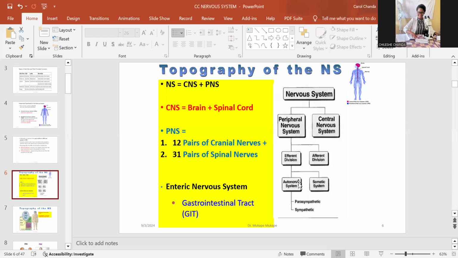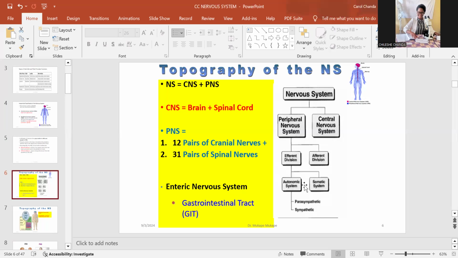The autonomic division is usually supposed to innervate organs that are autonomic in nature. Those organs that are going to just function without your concern. For example, the heart, okay? For example, the smooth muscles, for example, the glands. So that is where it's going to innervate.